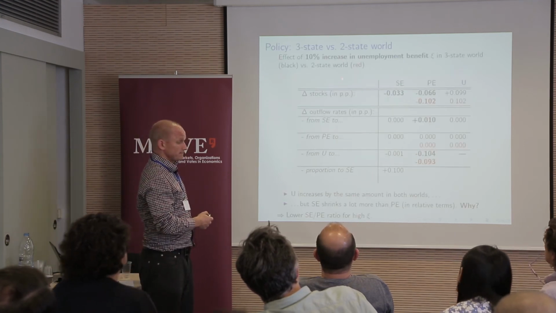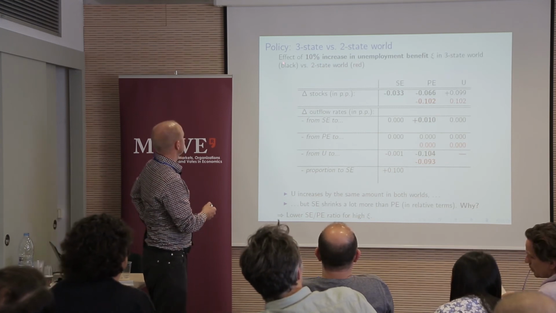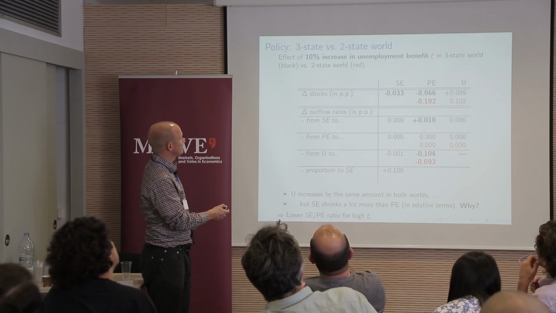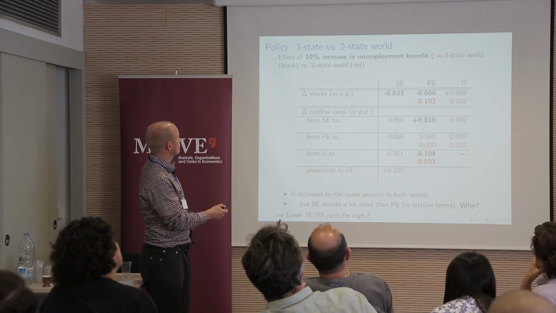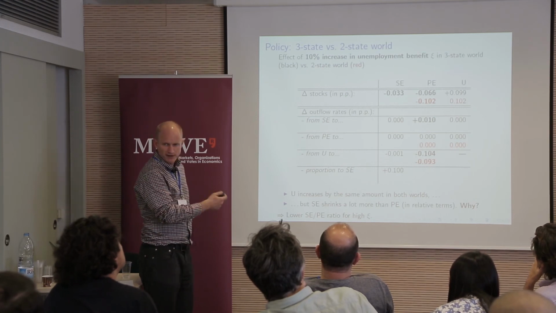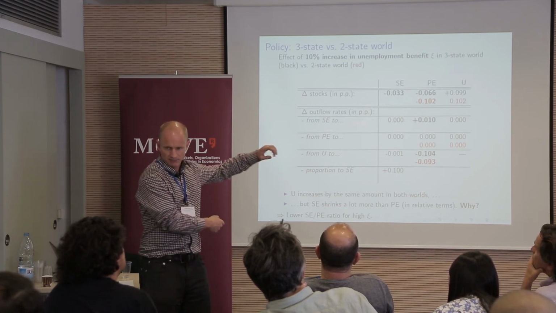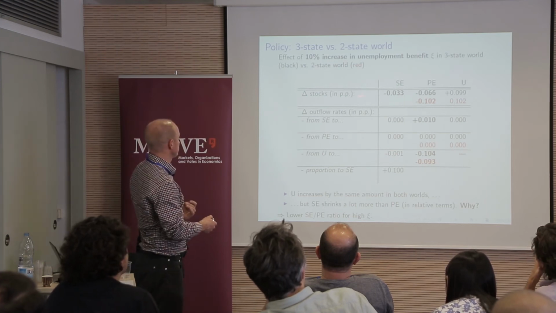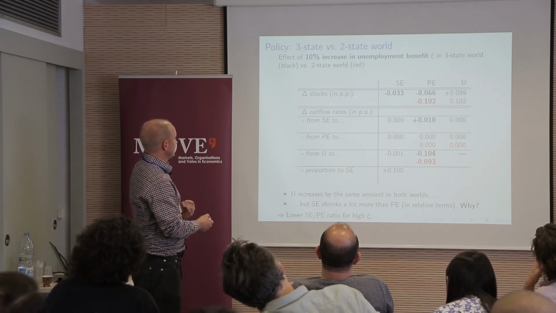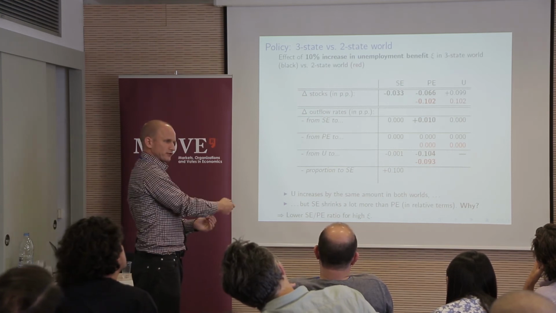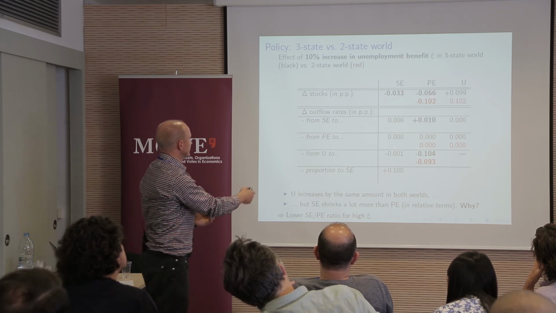So now let me look at the effect of a 10% increase in the unemployment benefits Xi in the three-state world versus the two-state world, and these are the red numbers. And they don't have to pay for it. I should do that in the next calculation, but right now, of course, everybody likes that policy. So in a way, it's a difference in differences, and now I want to compare the two worlds.